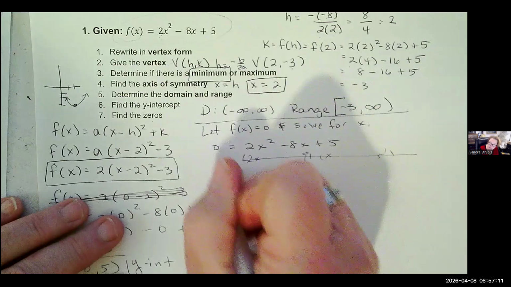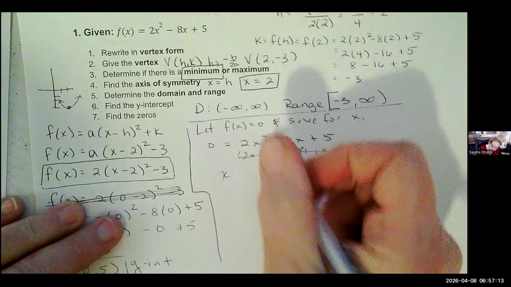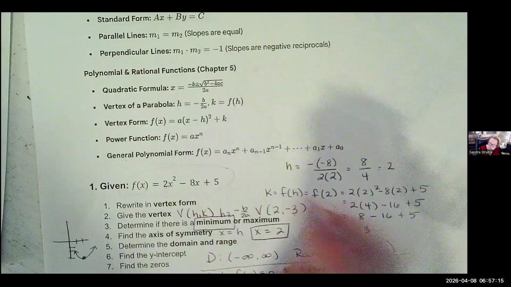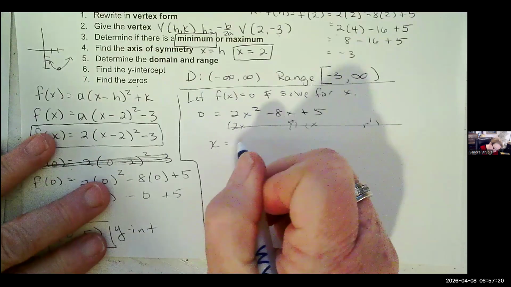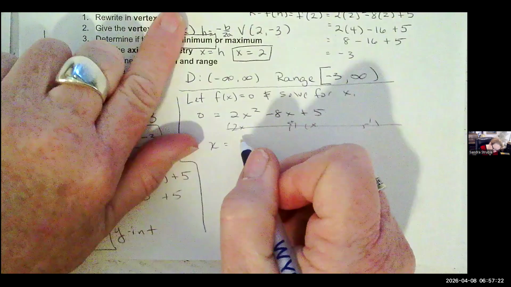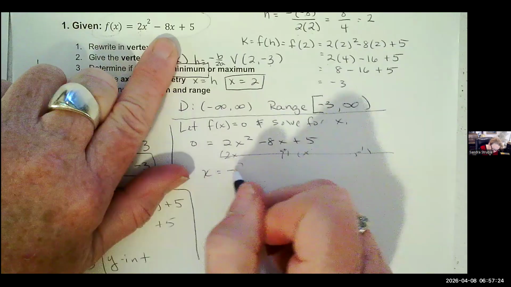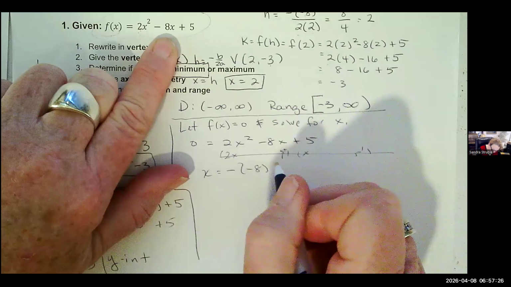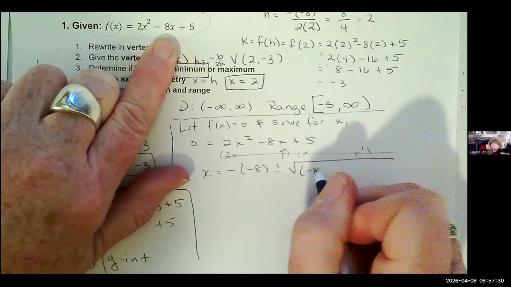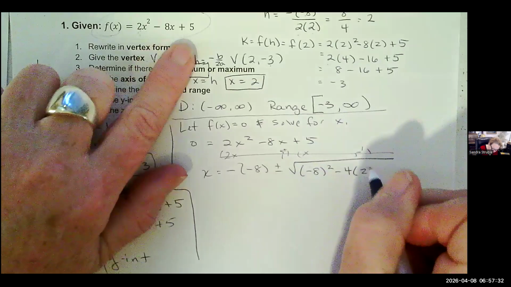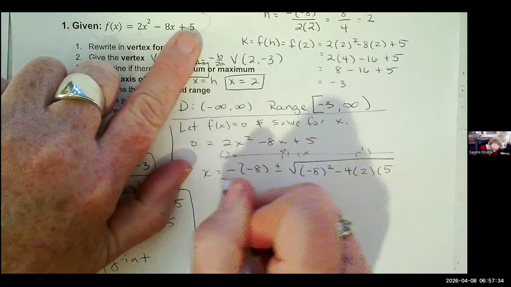And that's also given to you up here. Make sure if you don't have it memorized, that you have that on your note card. It's negative b, and b is negative 8. So negative 8 plus or minus the square root of b squared, negative 8 squared, minus 4ac. All of that is over 2 times a.